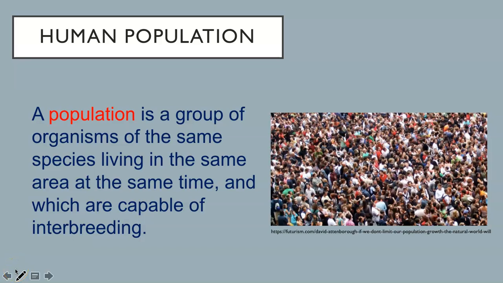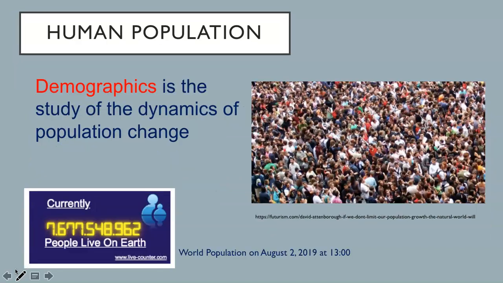Recall from topic 2 that a population is a group of organisms of the same species living in the same area at the same time and which are capable of interbreeding. For this topic, we are considering humans as the species living in the same area, namely the planet Earth. In this topic, we are also looking at demographics. Demographics is the study of the dynamics of population change.